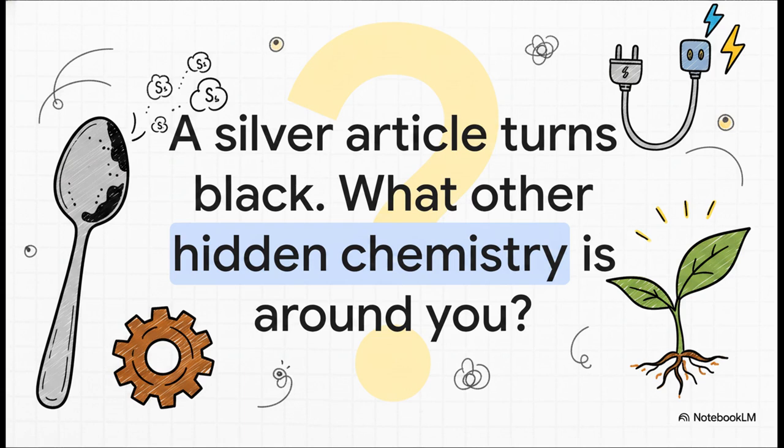When a silver spoon gets that ugly black tarnish, it's just a chemical reaction with sulfur in the air. Chemistry is happening all around us, all the time. What other invisible reactions are going on right now? Rusting forming on a car, a plant growing outside, or even the reaction powering the battery of whatever device you're watching this on. Always stay curious. You've got this. Now go ace that exam.